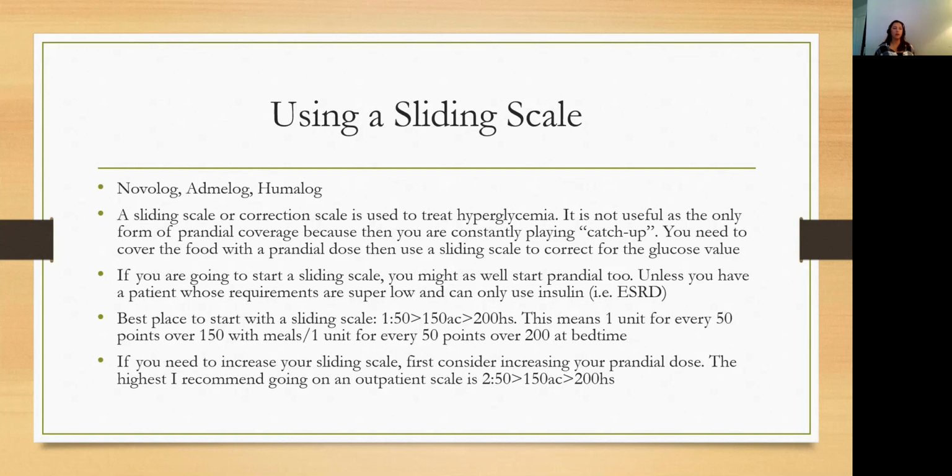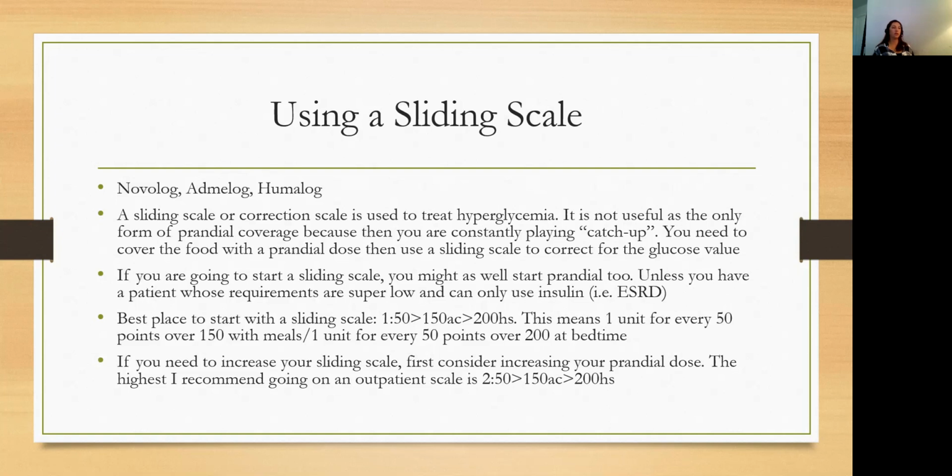But there are situations where, like in patients that are end-stage renal, where the only thing they can take is insulin, their requirements might be super, super low. And so you may put them on a sliding scale and nothing else, but that's kind of an unusual situation. A best place to start with a sliding scale is going to be 1 unit for every 50 points over 150 with meals, and 1 unit for every 50 points over 200 at bedtime.